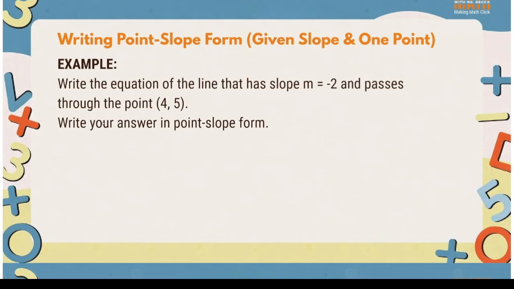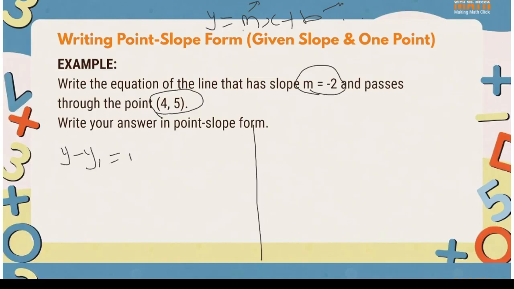Now, the question says, write the equation of the line that has slope m. So the slope here is -2 and passes through the point, and this is the point. We are to write our answer in point slope form. Once you hear point slope form, just know that you are not going to use y equals mx plus b, because this is the slope and this is intercept. So this is slope intercept formula. But point slope form is y minus y1 equals m bracket x minus x1.